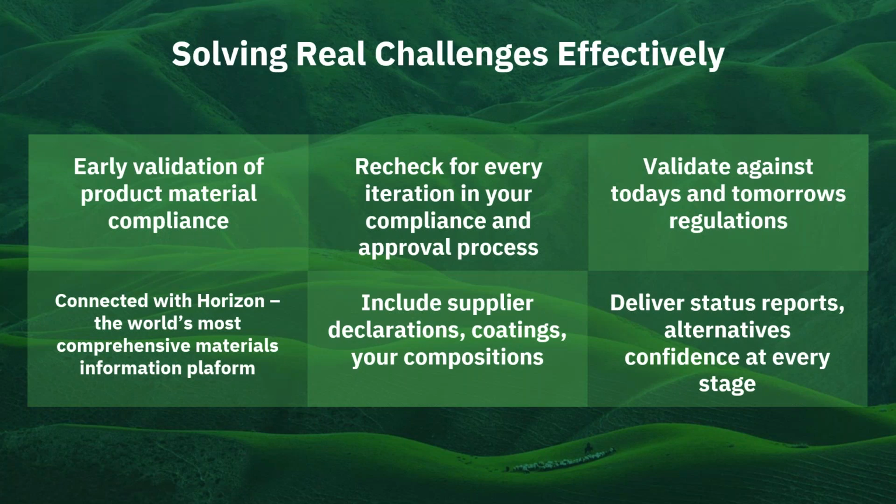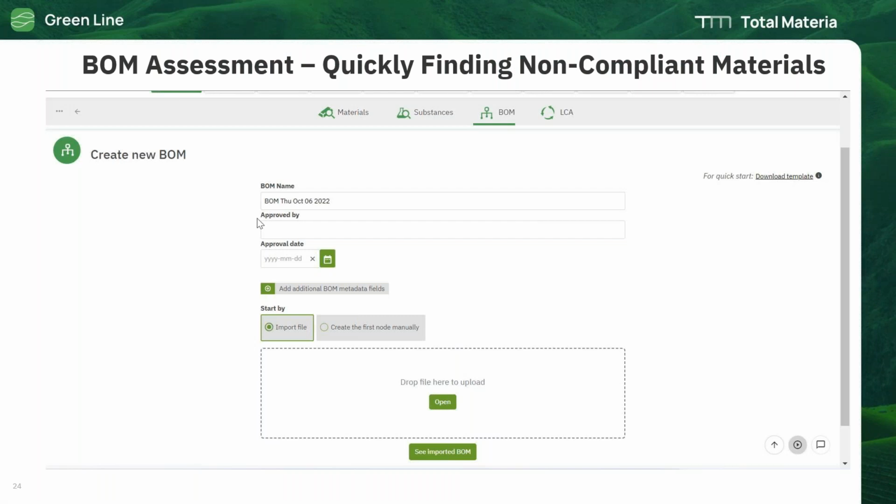So it's very, very important that the information that you read or find out must be up-to-date information, which we can provide you all the time because Total Materia is updated every month. Connected with Horizon, the world's most comprehensive materials information platform. Includes supplier declarations, coatings, your compositions, delivery status reports, alternatives, confidence at every stage. This is very important.